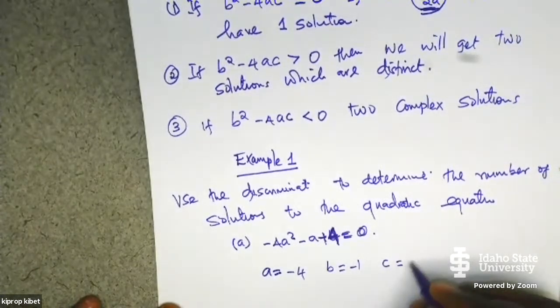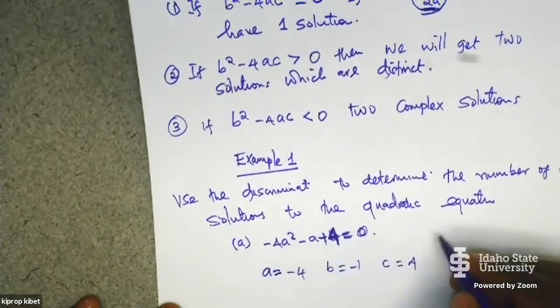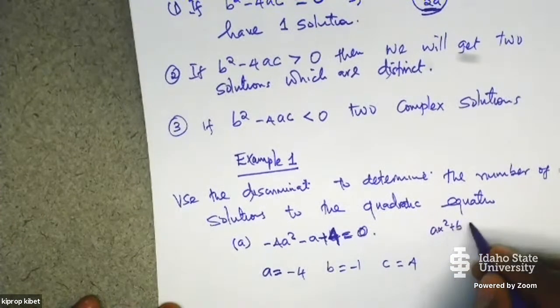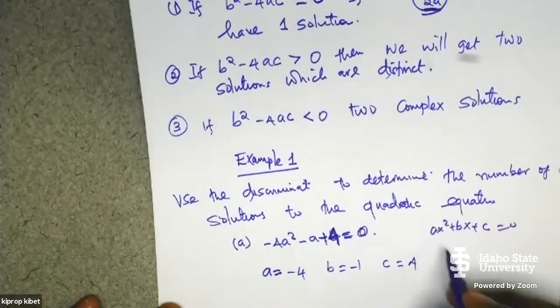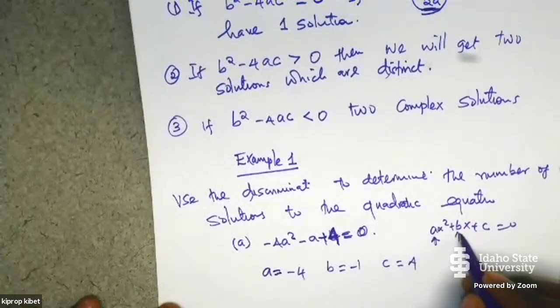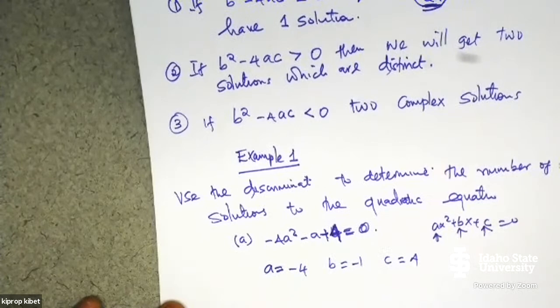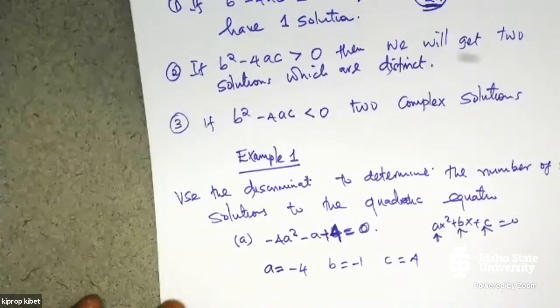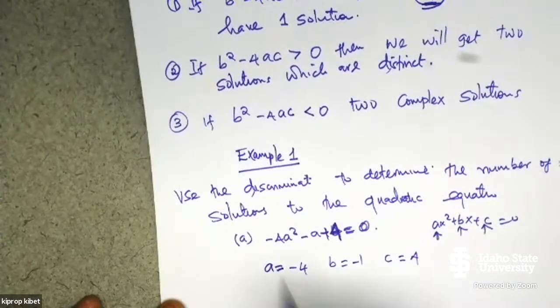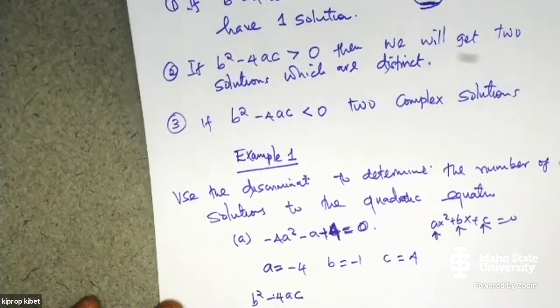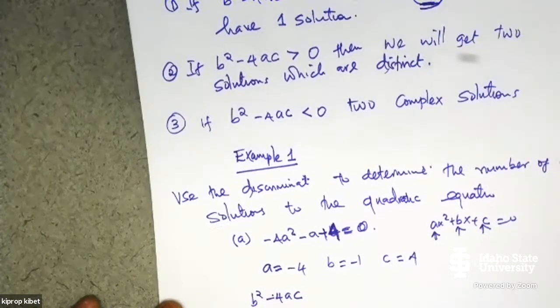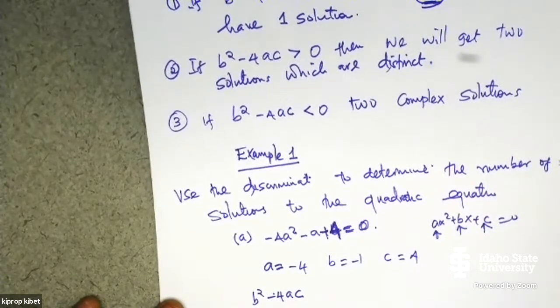So this is of the form ax squared plus bx plus c equals 0, and this is our a, this is our b, and this one is our c. Now, using this discriminant, b squared minus 4ac, determine whether it is equal to 0, less than 0, or greater than 0. So what are the number of solutions there?